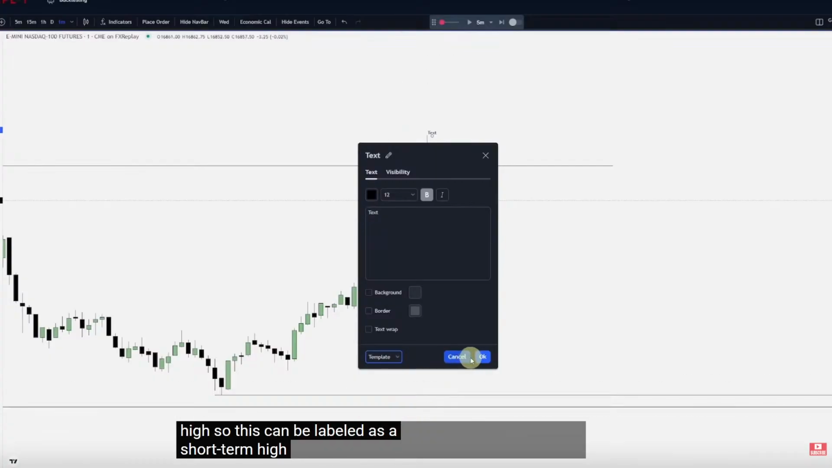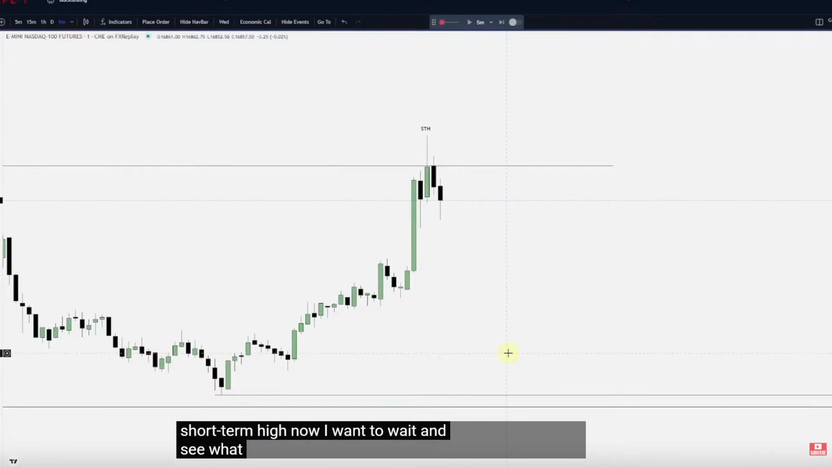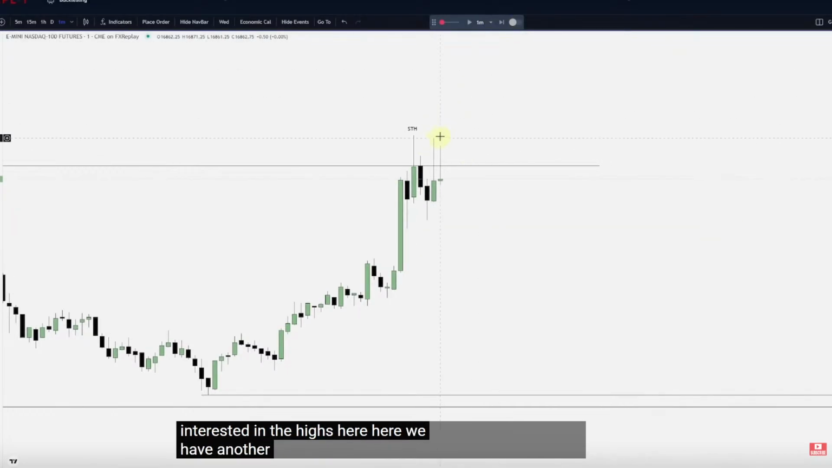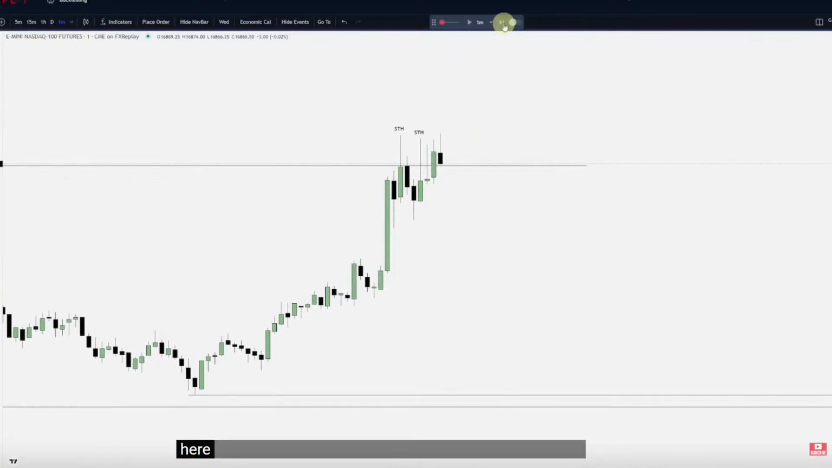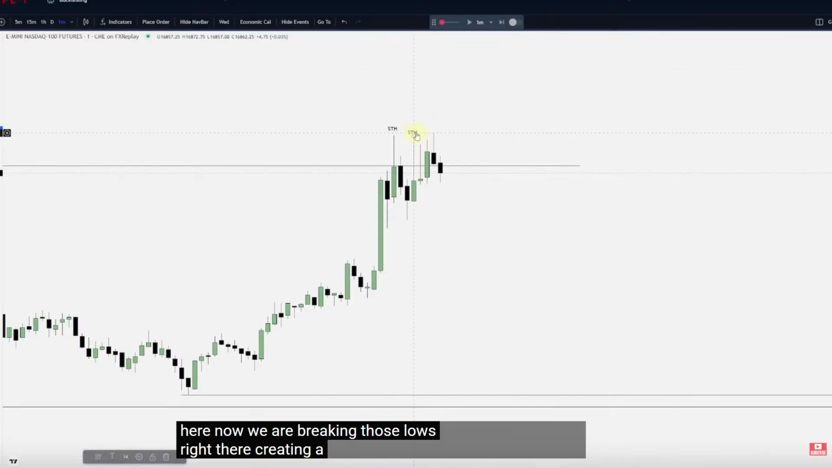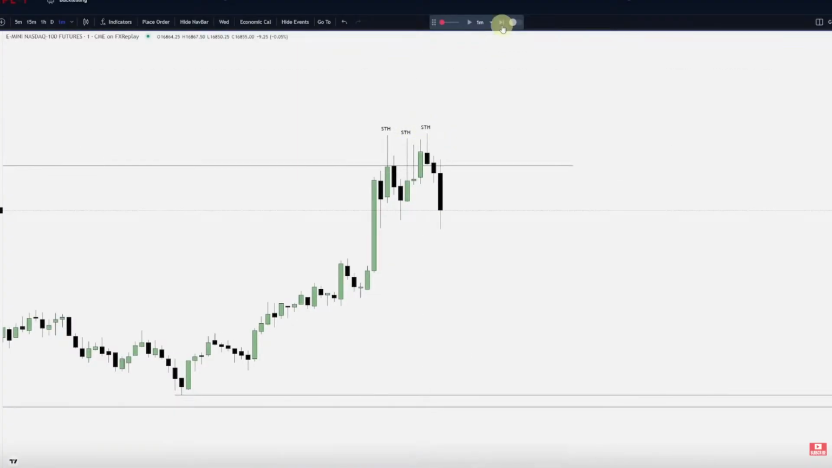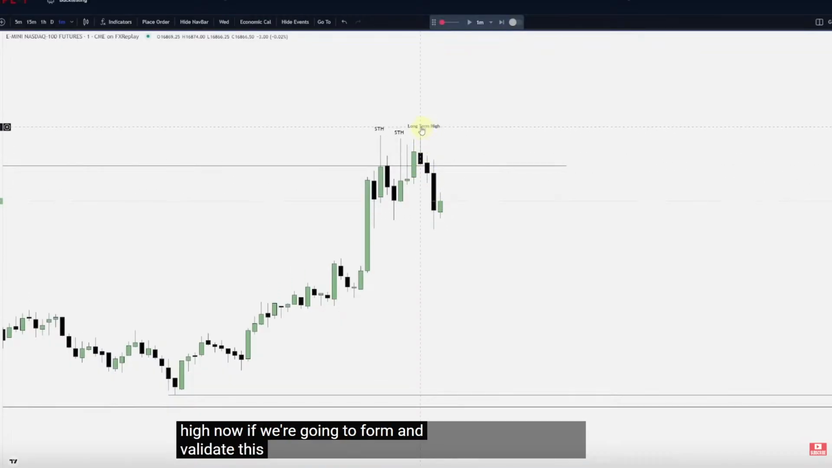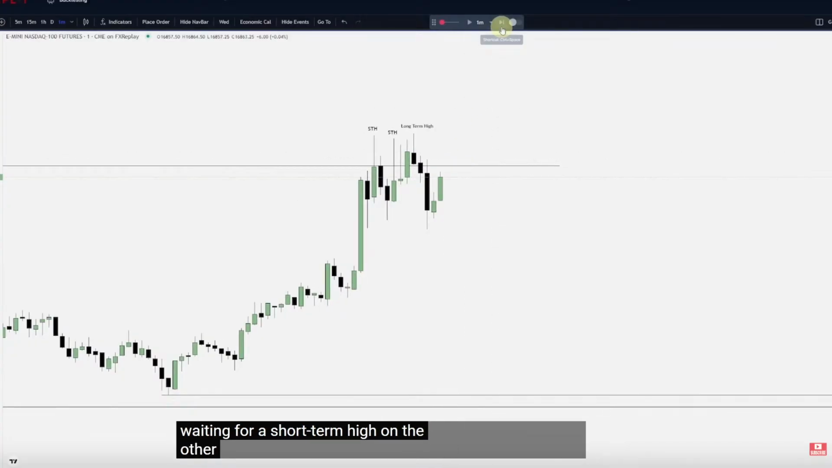Now you can see here we create a swing high, so this can be labeled as a short-term high. Now I want to wait and see what happens. As we move forward, you can see we form a low. I'm mostly interested in the highs here. We have another short-term low right here. Now we are breaking those lows right there, creating a high. Now, if we're going to form and validate this as a long-term high, I'm waiting for a short-term high on the other side.